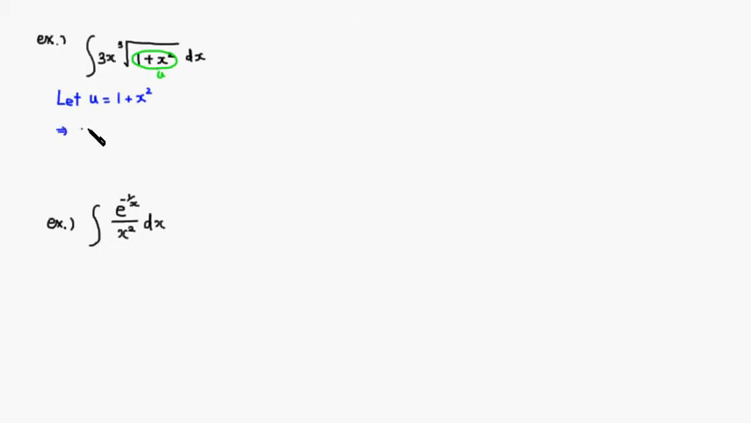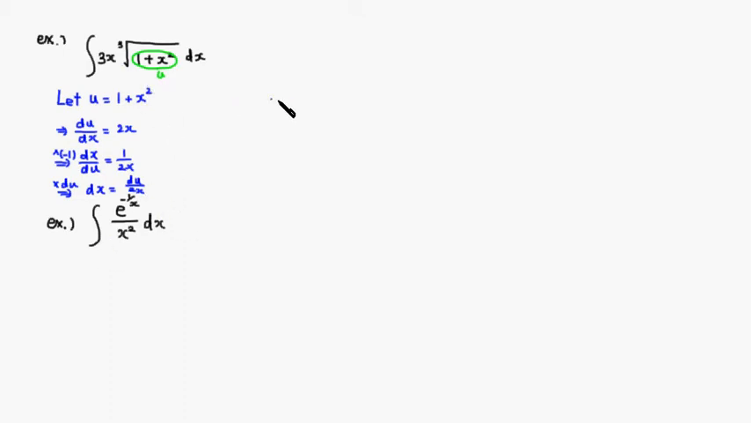Then we're going to take the derivative of u with respect to x. So du over dx is equal to the derivative of 1, which is 0, plus the derivative of x squared, which is 2x. Then I'm going to take the reciprocal of both sides, so basically I'm going to put it upside down. So dx over du is going to be 1 over 2x. And the last step is I'm going to multiply both sides by du, so I'm just isolating dx. So dx is the same thing as du over 2x.